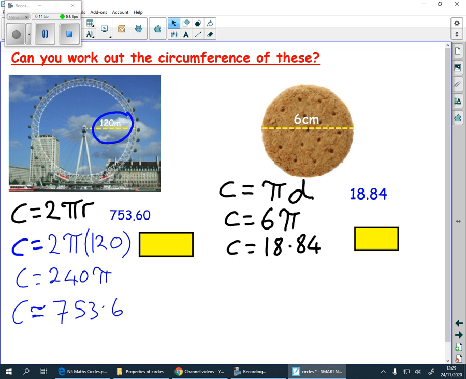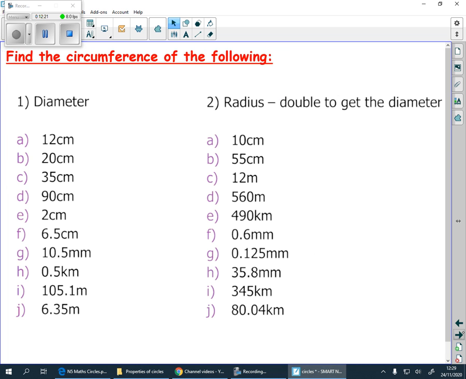But as I say, that's a rounded answer. The actual answer using pi on your calculator is 18.849555592. These questions, when they come up in calculator papers, usually ask for rounding to a certain number of decimal places or for significant figures.